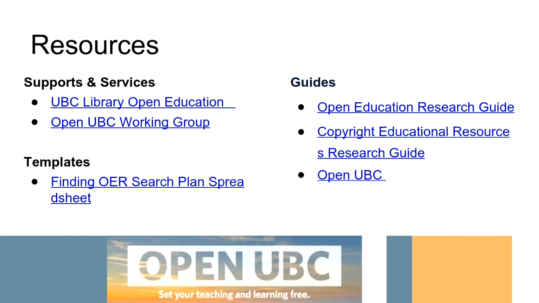And we have a number of guides that are very useful. So the Open Education Research Guide, the Copyright Educational Research Resources and Research Guide, as well as Open UBC, which has a number of toolkits, including how to publish an open textbook, so the processes of developing an open textbook, adapting an open textbook, as well as open pedagogy, and a number of others that could be useful if you're interested in engaging in open development.